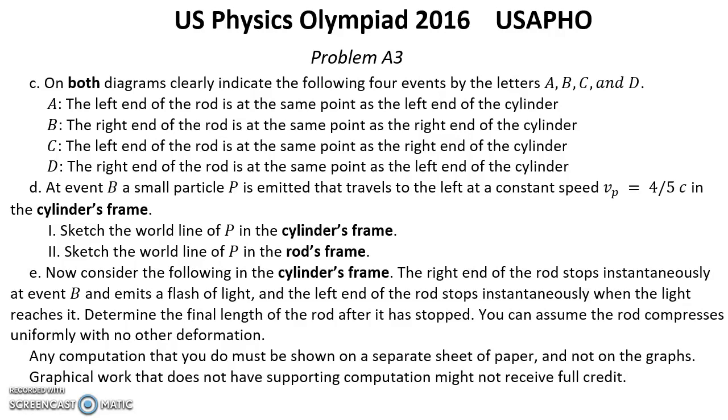Question E. Now consider the following in the cylinder's frame. The right end of the rod stops instantaneously at event B and emits a flash of light, and the left end of the rod stops instantaneously when the light reaches it. Determine the final length of the rod after it has stopped. You can assume the rod compresses uniformly with no other deformation.